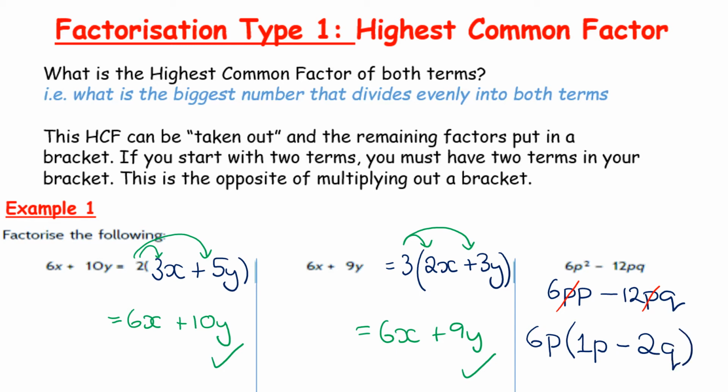Now, just again, if you want to do a quick double check, we have 6p by 1p, or that could just be p if you prefer. That's 6p squared, and 6p by minus 2q, we would multiply the numbers first, which will give us 12, and then we'd write the letters in alphabetical order. So minus 12pq, which is what we started with.